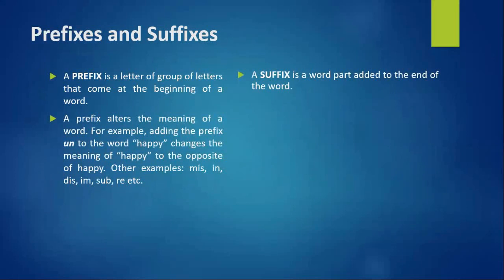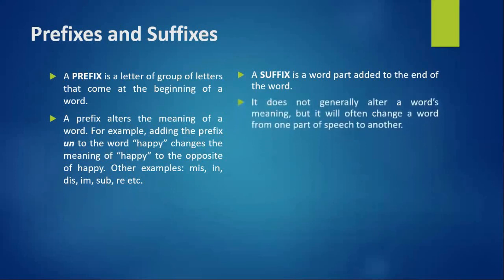So a prefix basically alters the meaning. For instance, if you add "un" to the word happy, the meaning becomes opposite. Some of the other prefixes are "mis". For instance, mismanagement. If you add mis, it becomes the opposite of management. If you add "in" to ability, it becomes the opposite of ability, inability. Discontinue, opposite of continue. Impossible, opposite of possible. Substandard, which means low in standard. Redevelop, which means developing again, right?